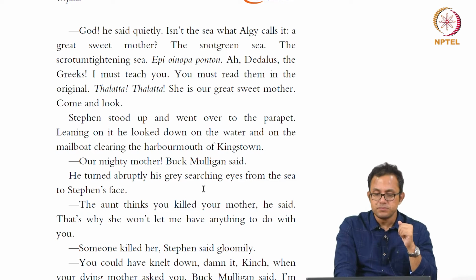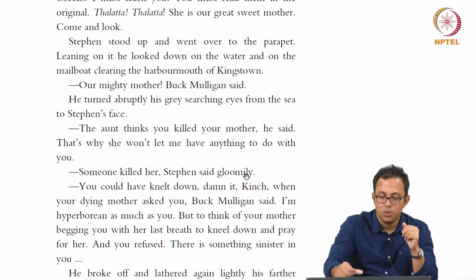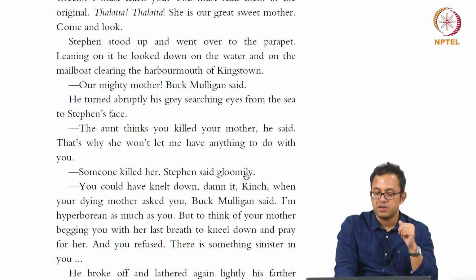Okay, right. "The aunt thinks you killed your mother," he said. "That's why she won't let me have anything to do with you." "Someone killed her," Stephen said gloomily. "You could have knelt down, damn it, Kinch, when a dying mother asks you," Buck Mulligan said. "I'm Hyperborean as much as you, but to think of your mother begging you with her last breath to kneel down and pray for her, and you refuse. There is something sinister in you."